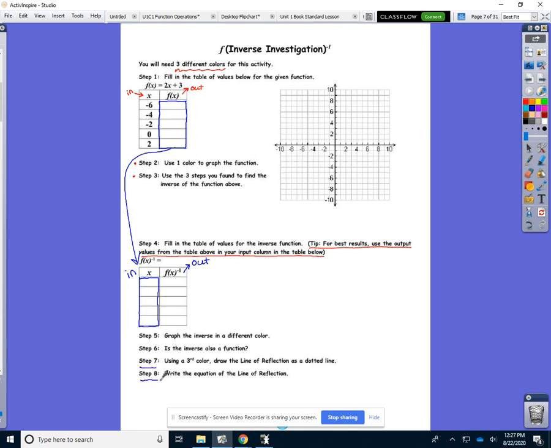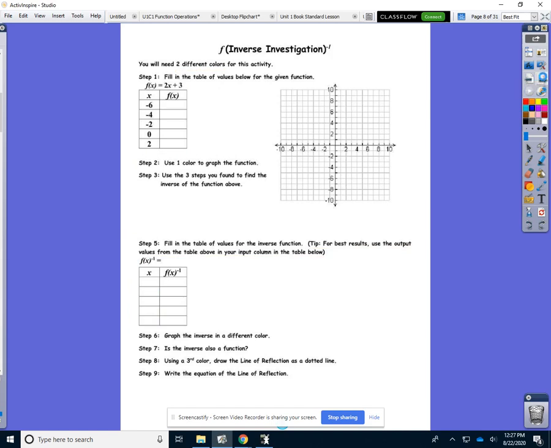Steps 7 and 8, you should have this information from your homework last night. So you are welcome to pause this and then just come back when you're done. And if you feel like you need some help, you can work through the parts with me that you need help with.